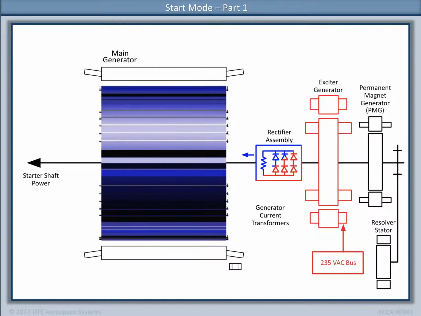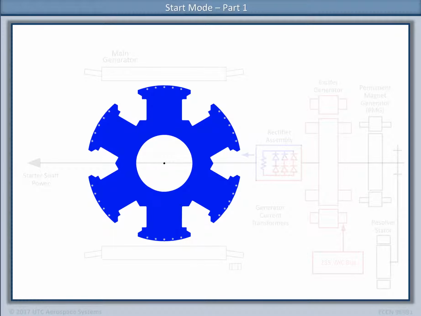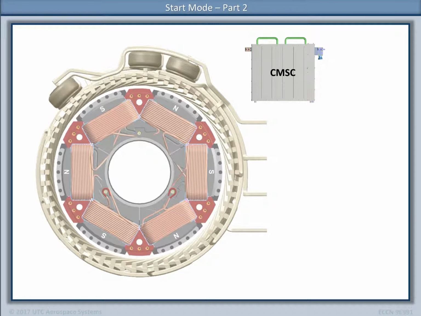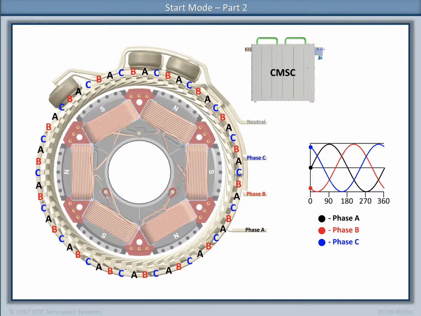The DC current is sent to the rotor of the main generator, basically turning the main rotor into a 6-pole magnet. Click forward to learn more about the magnetized rotor. The magnetized rotor has 3 north poles and 3 south poles, as shown in the diagram. The main stator has electrical conductors around its circumference that alternate between the 3 phases of current. Together, these will be used to turn the rotor.